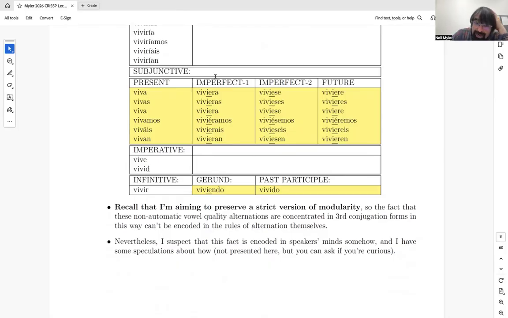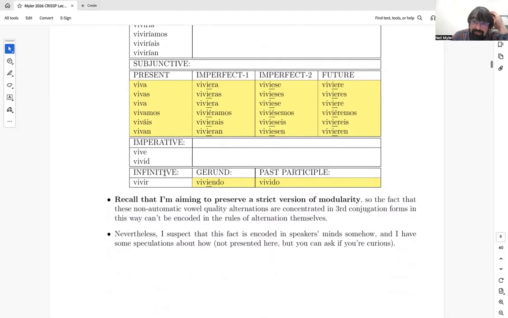Now, recall that I'm aiming to preserve a strict version of modularity. So the fact that these non-automatic vowel quality alternations are concentrated in third conjugation forms in this way can't be encoded in the rules of alternations themselves. I'd have to be making reference to morphosyntactic environments in order to state that, and I can't do that given strict modularity.